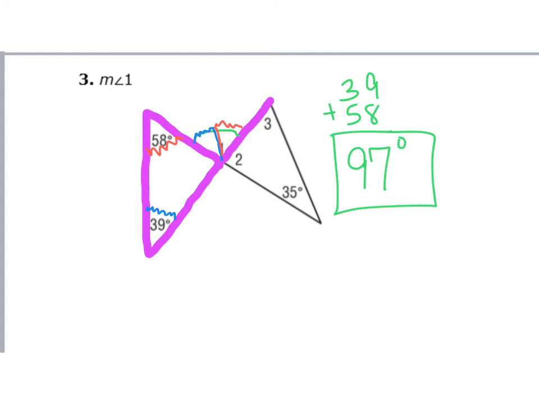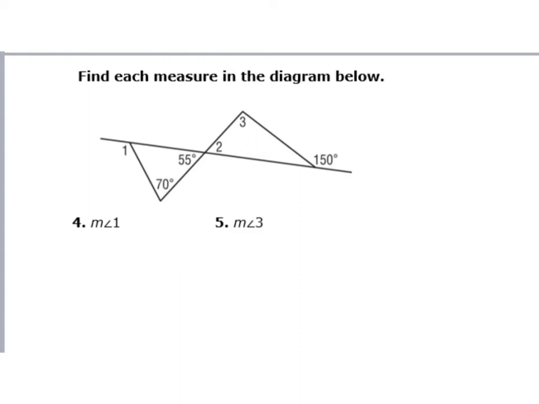All right, number 4 and 5. Find each angle measure in the diagram below. Same thing as number 3: when I'm trying to find angle 1, if I look at just this purple triangle, remember we can tear off the 70 and glue it in here, and we can tear off the 55 and glue it in here. Together they make that whole angle. So for angle 1, it's going to be 70 plus 55, which gives a measure of angle 1 of 125 degrees.